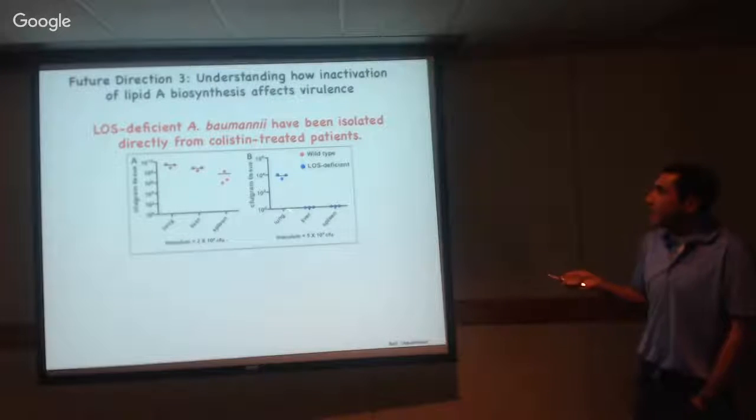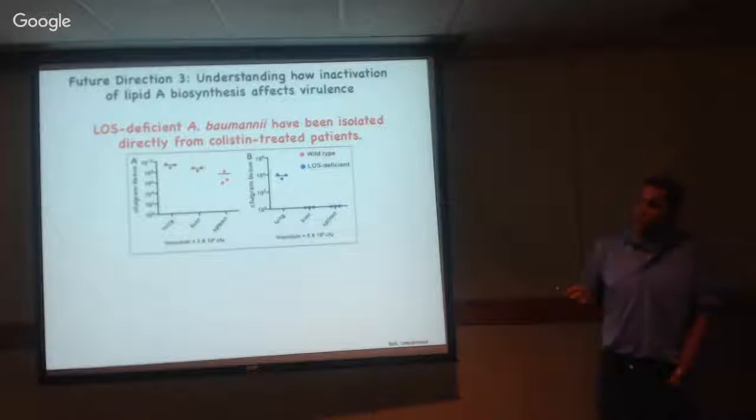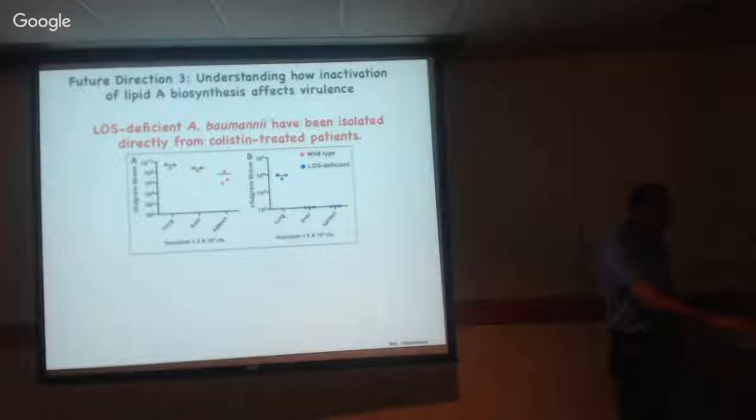When we did this with the LOS deficient strain, the inoculum was a little lower, but we did find that there were LOS deficient colonies in the lungs after 48 hours, but we did not find that they were able to disseminate. Why was the inoculum lower for those ones?